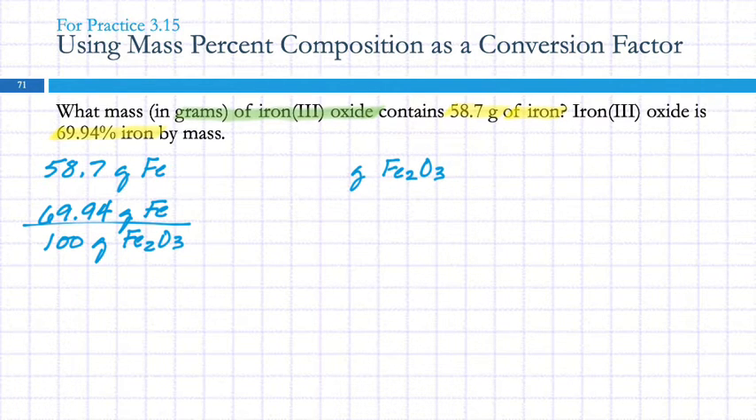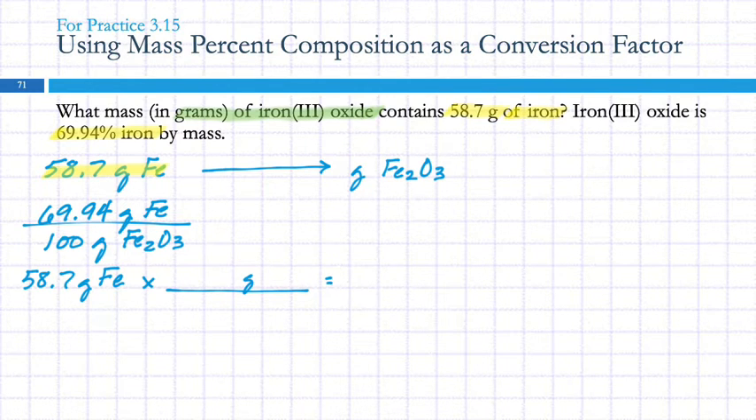Our starting number is going to be this original mass, because there's no way that's a conversion factor, and this actually is a great conversion factor. So we can go directly from grams of iron to grams of the compound using this mass percent. 58.7 grams of iron. Do this in one step. Go to grams of Fe2O3, and we'll divide by grams of iron.